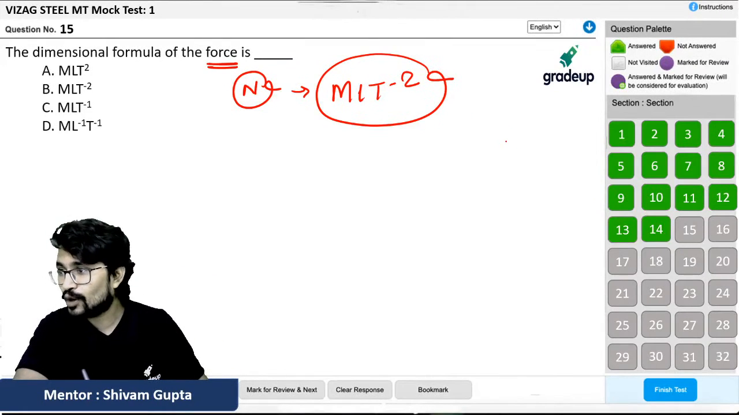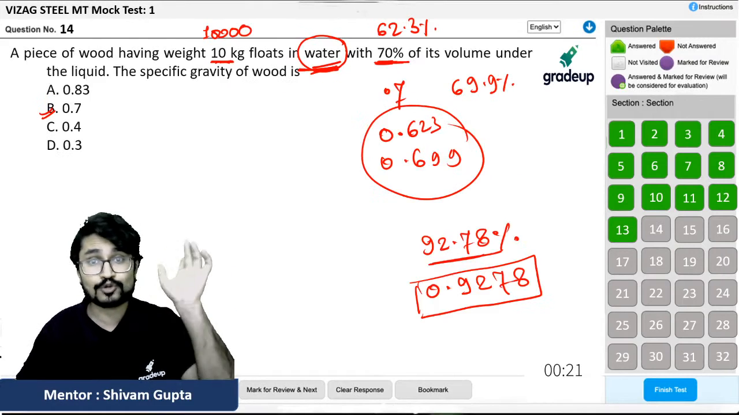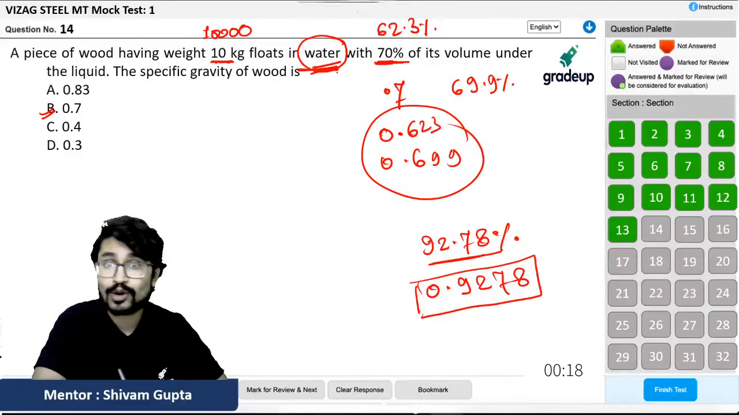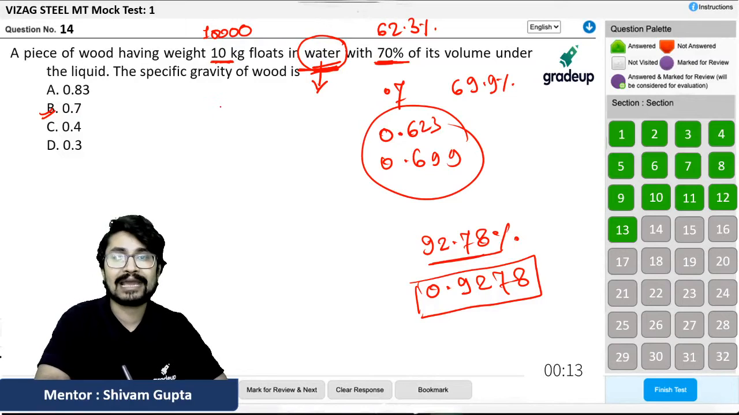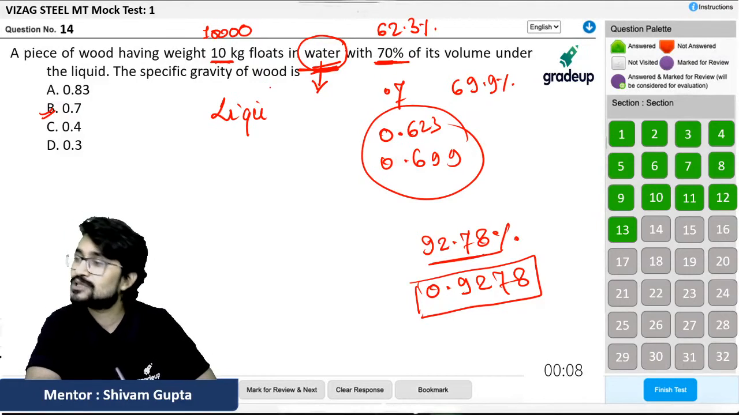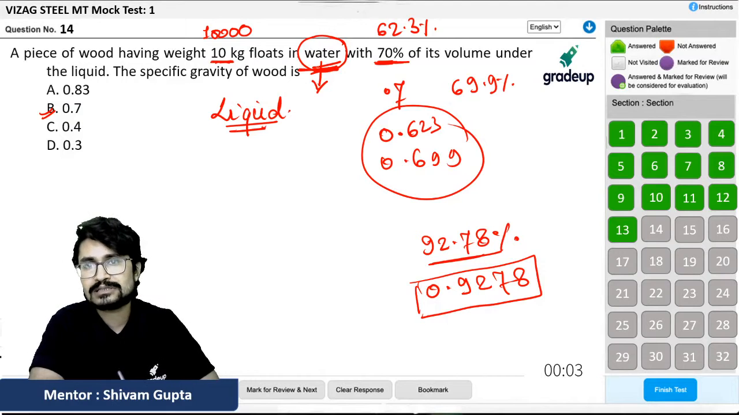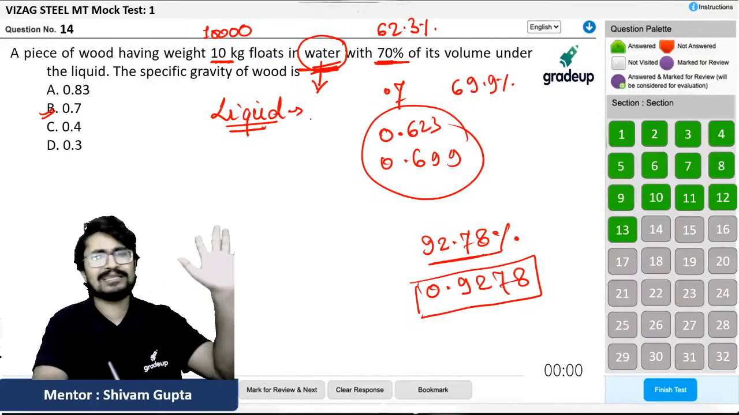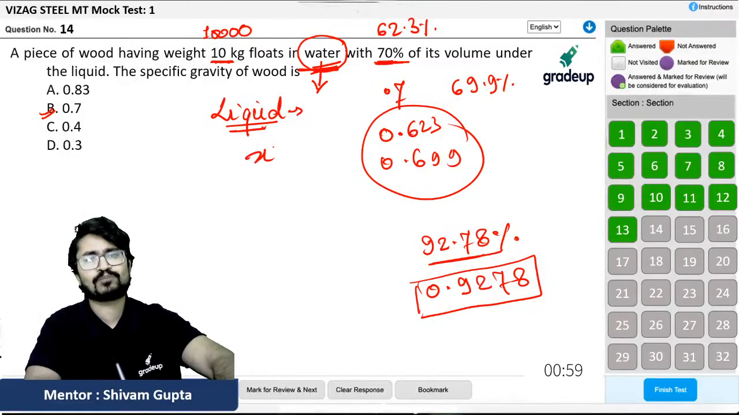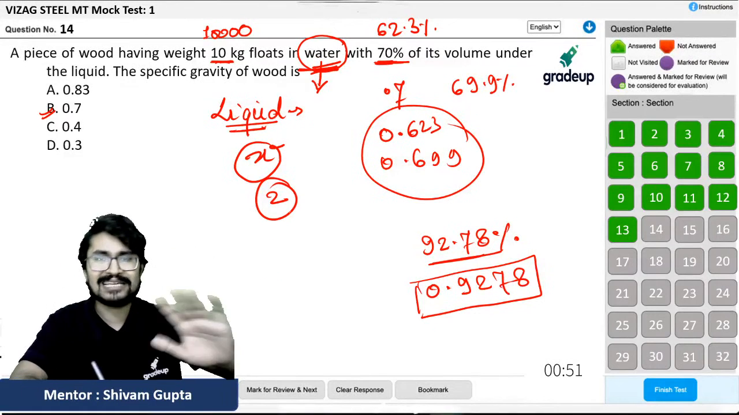What if it's not water? Very good question. If it's not water, then you have to multiply. If there is any other liquid, you just give me the specific gravity of that liquid. I don't know which liquid, I just know that the liquid is X, and the specific gravity for that liquid is 2. Then what do you have to do?